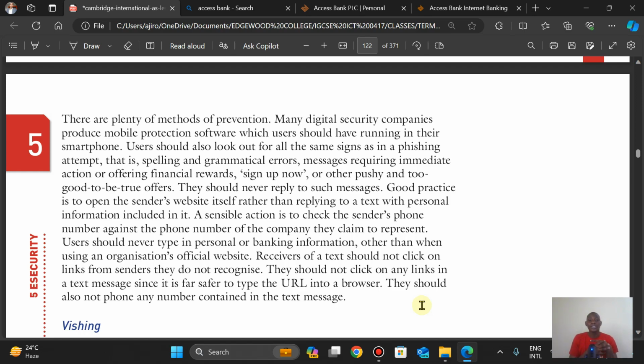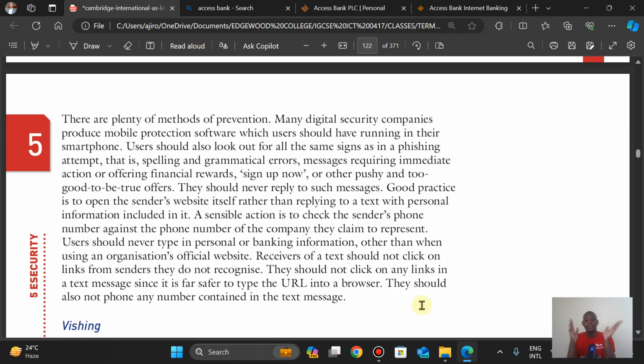Good practice is to open the sender's website itself rather than replying to a text with the personal information included in it. A sensible action is to check the sender's phone number against the phone number of the company. What I do when I get such text messages, now there's what we call Truecaller. So Truecaller.com, although it's not really active on the iOS, I go to Truecaller.com and I put the number there, and to my surprise, you see that people have reported that to be what? Spam. So please, Truecaller is worldwide.